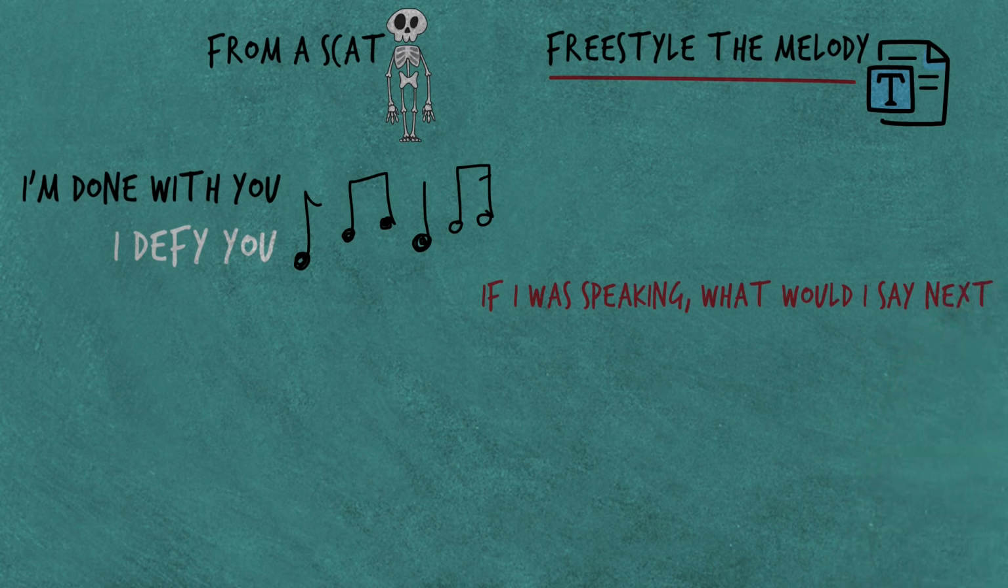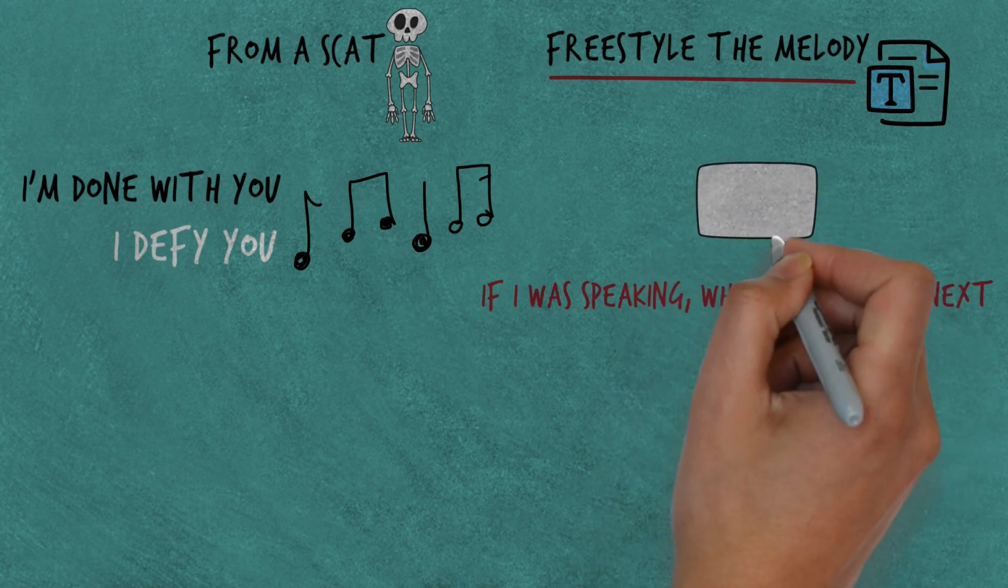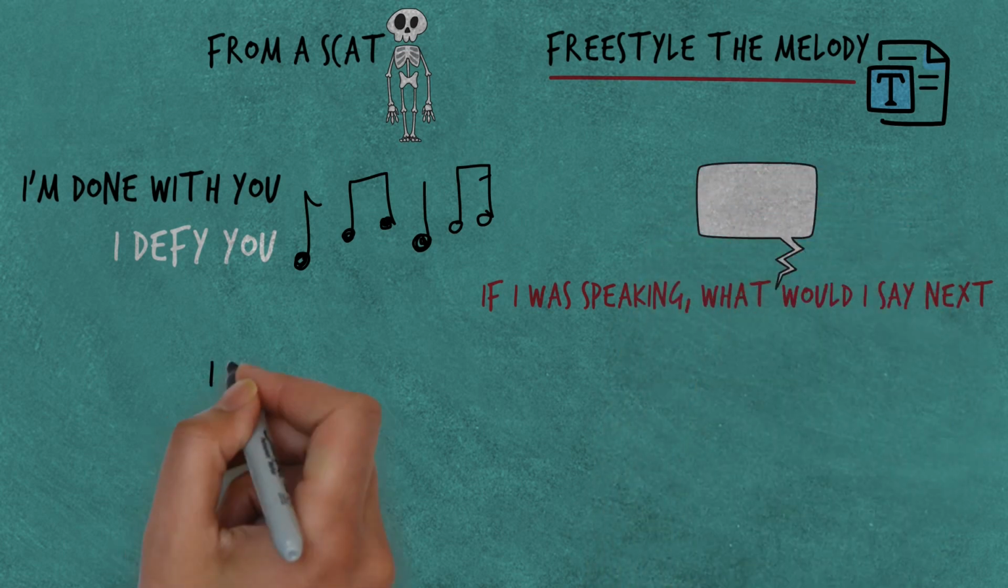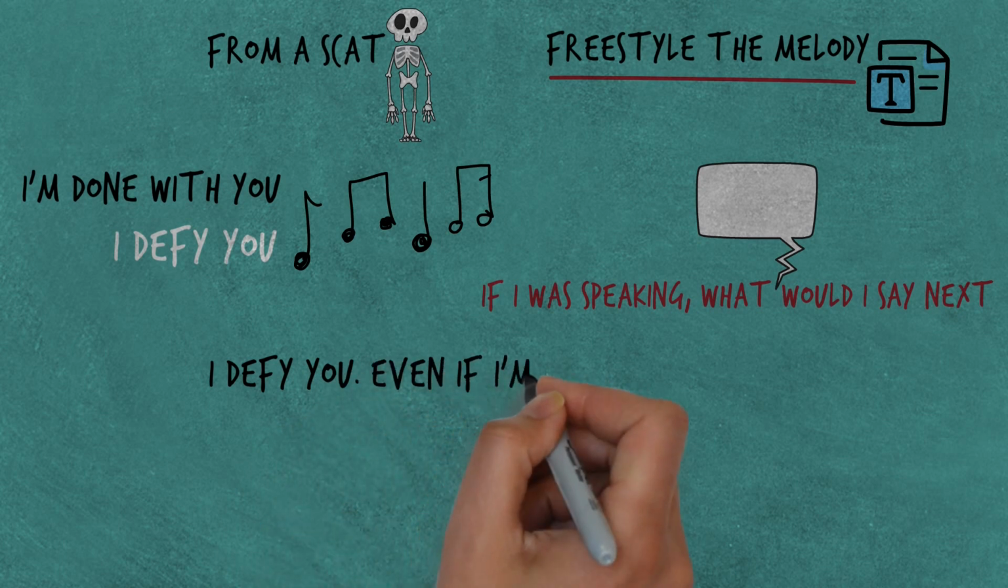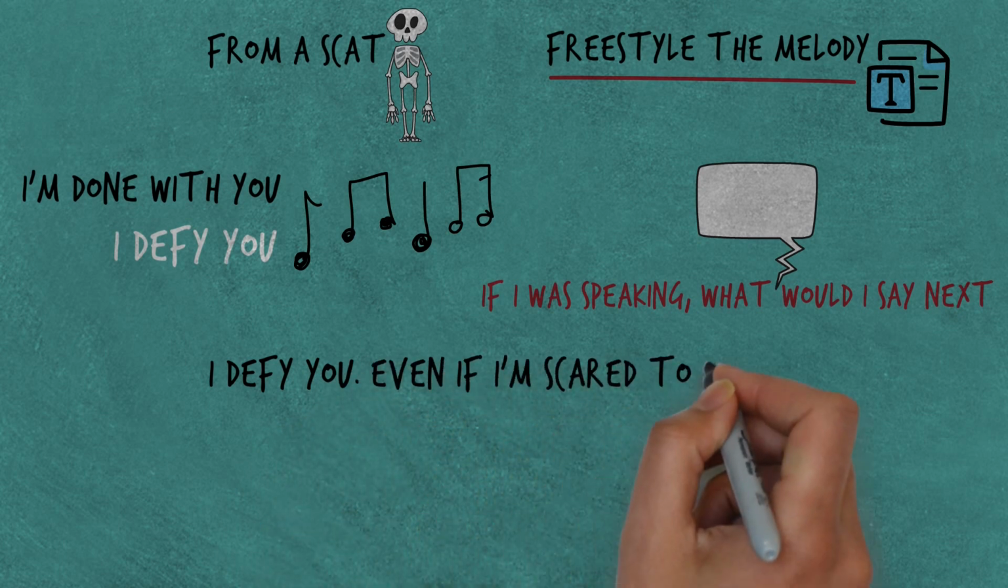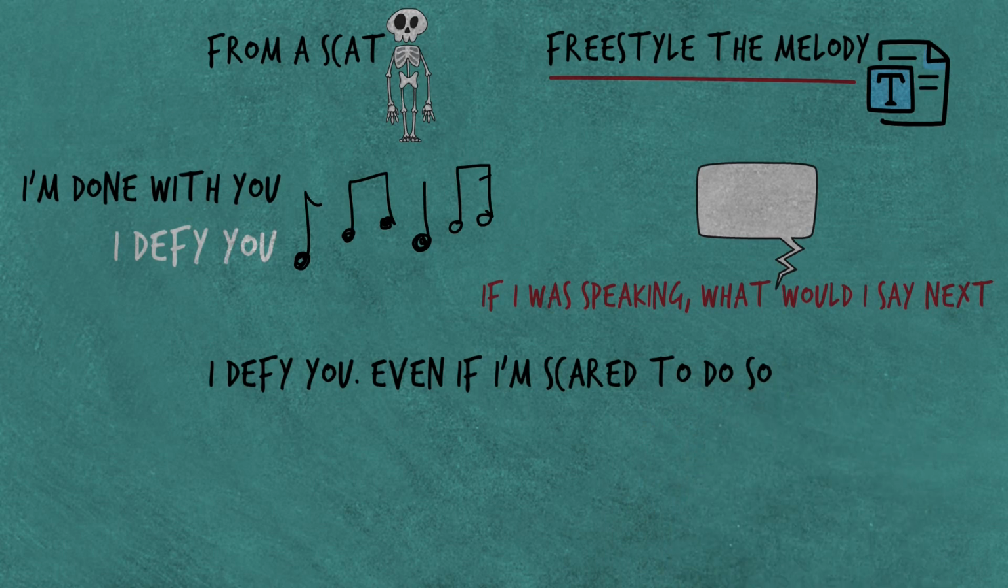When you think of your next bar, first think about, if I was speaking, what would I say next? If it was a regular monologue with yourself, like, what would you say? I would say, I defy you, even if I'm scared to do so. Okay, now having this continuation, we can play with the syllables and figure out a way to make it work with the beat. I can change scared to terrified and remove do and so. What we're left with is, even if I'm terrified too.